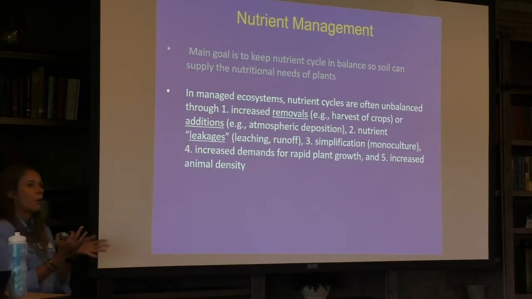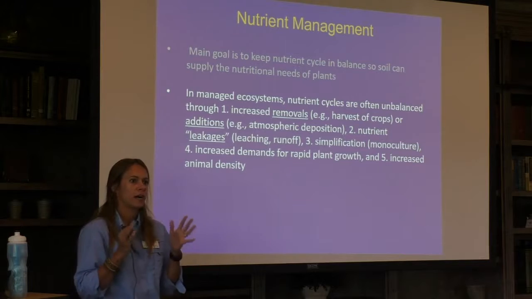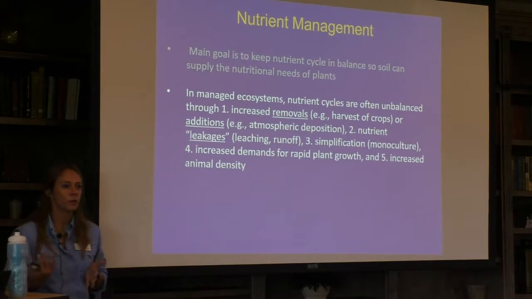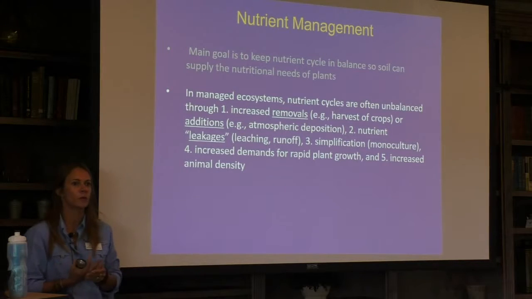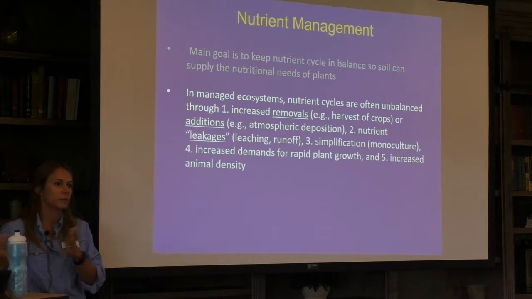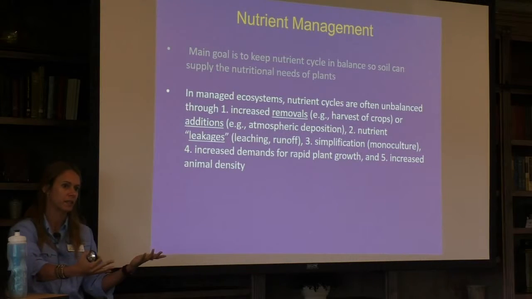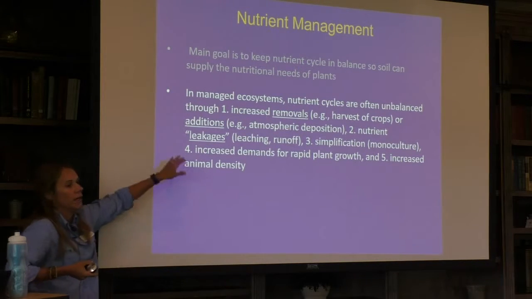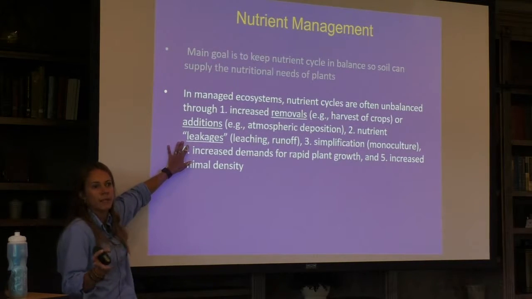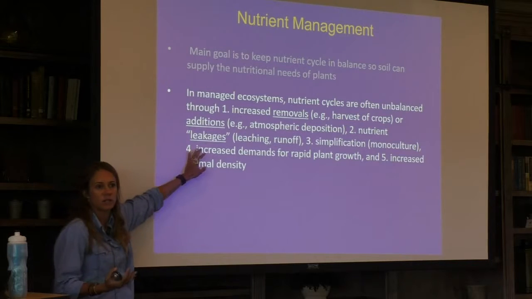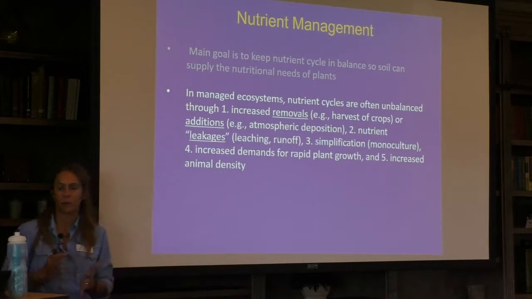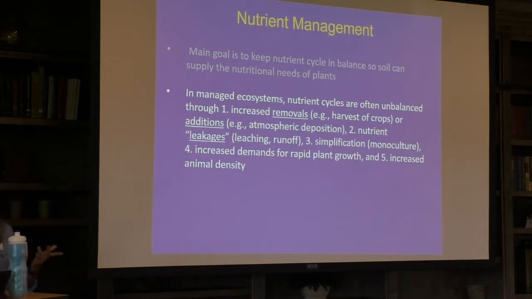So why are those natural cycles usually broken? Because we exceed the removals, whether it's crop removal or animal product removal, so we're exporting much more than what is entering into the system. Losses can be another way to disturb that natural balance. Losses like leaching and runoff can also shift that natural cycle.